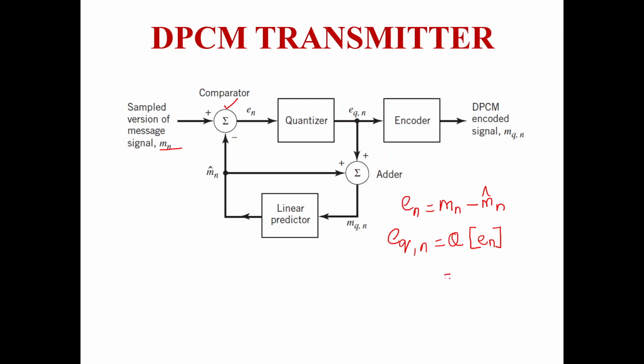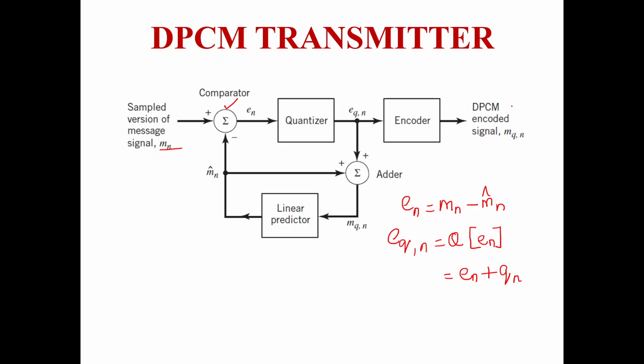When we do quantization, obviously we will get an error. So I am writing this as a quantization error that I can write down as Qn. Right? What is Qn here? Qn stands for quantization error. Eqn is nothing but my error comparator output plus my quantization output.